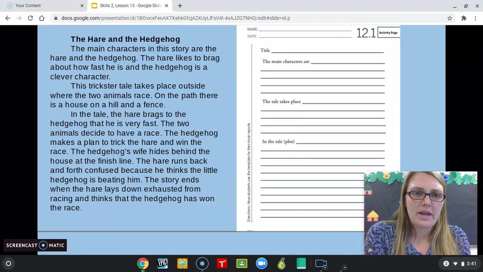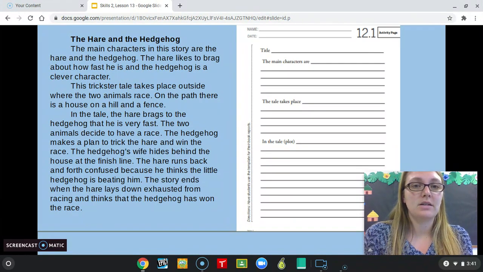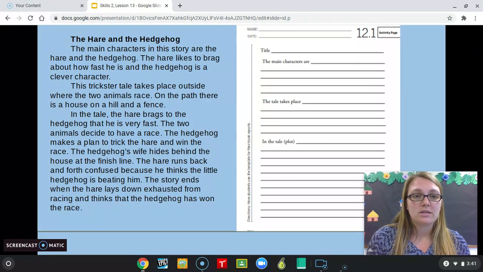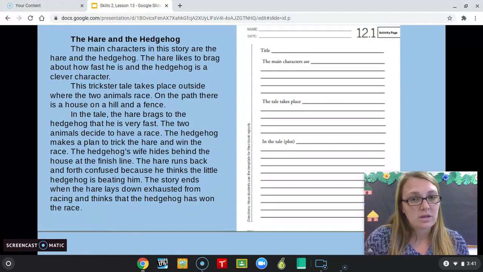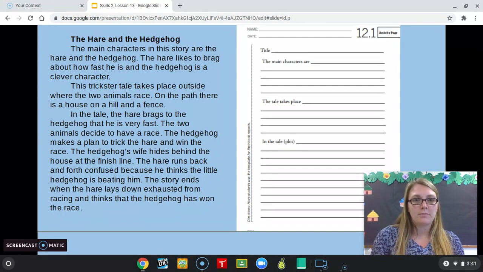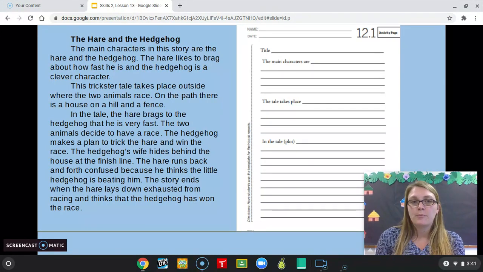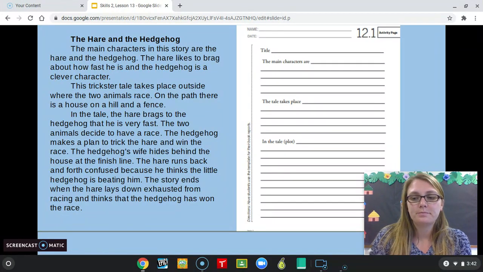In the tale, the hare brags to the hedgehog that he is very fast. The two animals decide to have a race. The hedgehog makes a plan to trick the hare and win the race. The hedgehog's wife hides under the house at the finish line. The hare runs back and forth, confused because he thinks the little hedgehog is beating him. The story ends when the hare lays down exhausted from racing and thinks that the hedgehog has won the race. So that's just a sample of a write-up of the story.